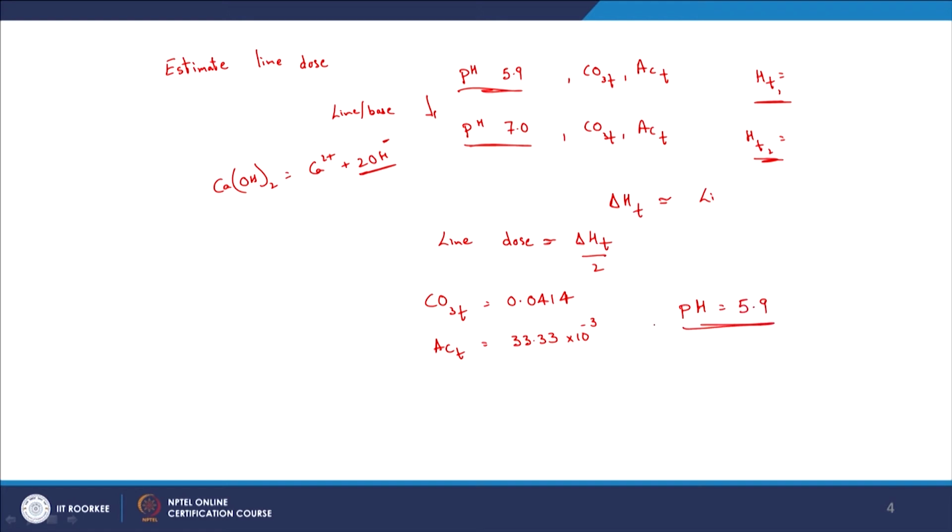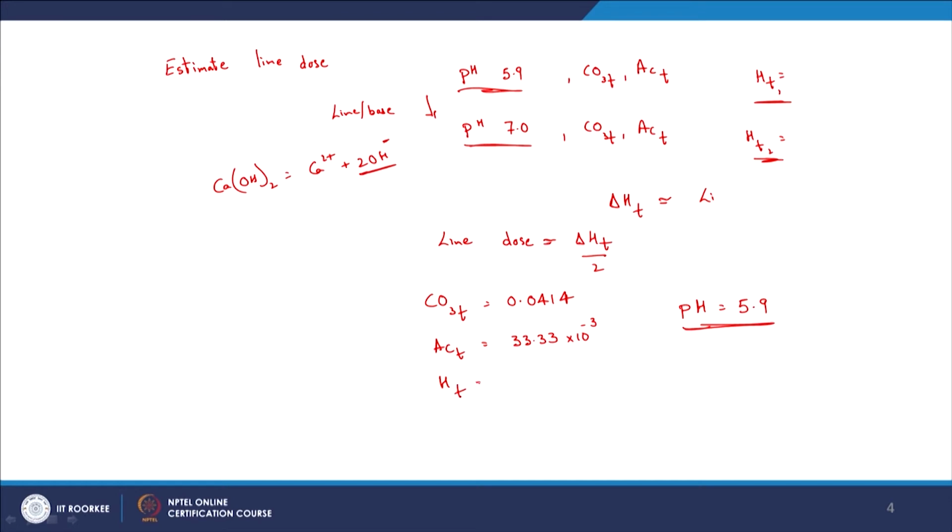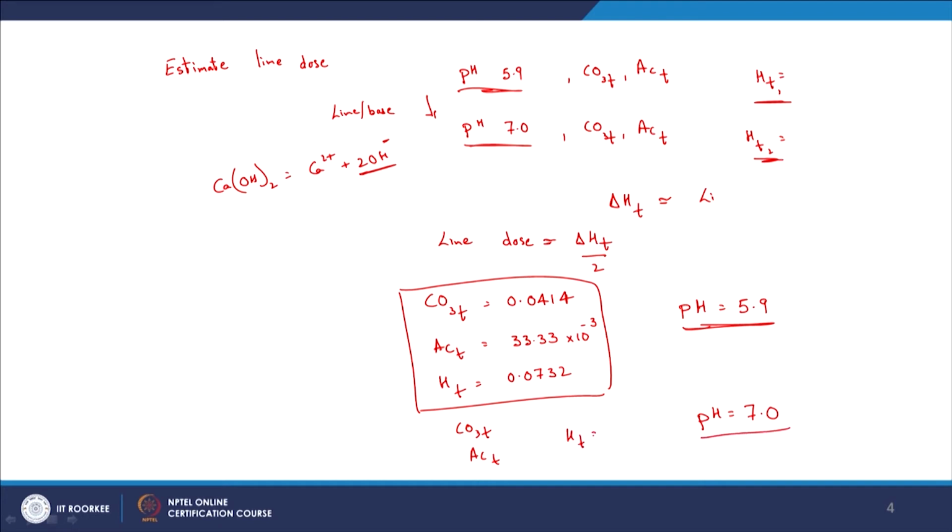Because I am going with an approximation, I can calculate H total, or I can also just use the H total from the previous case. What was the previous case H total? It was 0.0732. This was the initial case, so I am not going to run that. What is the case I am looking for? How much base is required to bring up the pH to 7.0. So, now I am going to plug in CO3 total, same as above, acetate total, same as above, and fix the pH at 7 and then calculate what is the H total.